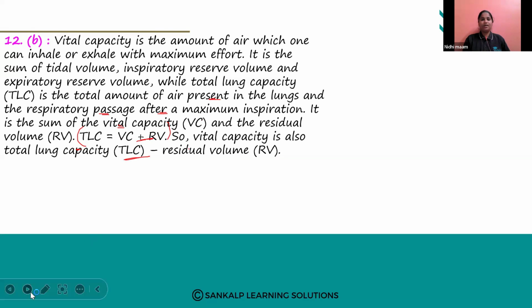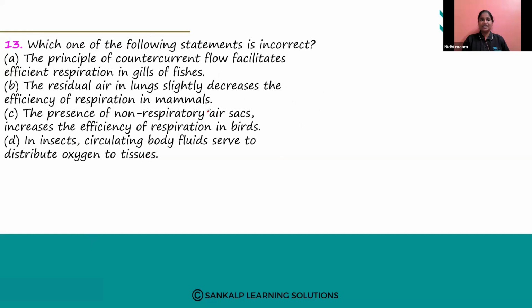Next question. Which one of the following statements is incorrect? ಕೆಳಗಡೆ ಕೊಟ್ಟಿರುವ ಯಾವ ಸ್ಟೇಟ್ಮೆಂಟ್ ತಪ್ಪಾಗಿದೆ? The principle of counter current flow facilitates respiration in gills of fishes. Okay, the residual air in lungs slightly decreases the efficiency of respiration in mammals. The presence of non-respiratory air sacs increases the efficiency of respiration in birds. In insects, circulating body fluids serve to distribute oxygen to tissues. So which of the following statements is correct?